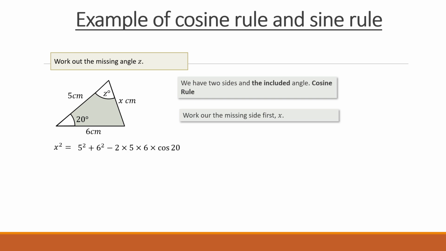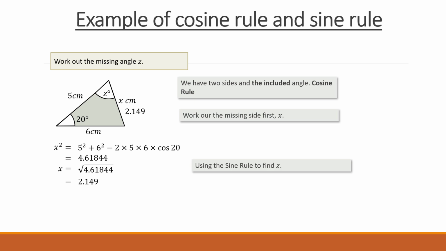So x squared is equal to 5 squared plus 6 squared minus 2 multiplied by 5 multiplied by 6 multiplied by cos 20, and that gives me an answer of 4.61844, which we square root, and it gives me 2.149. So x is that.